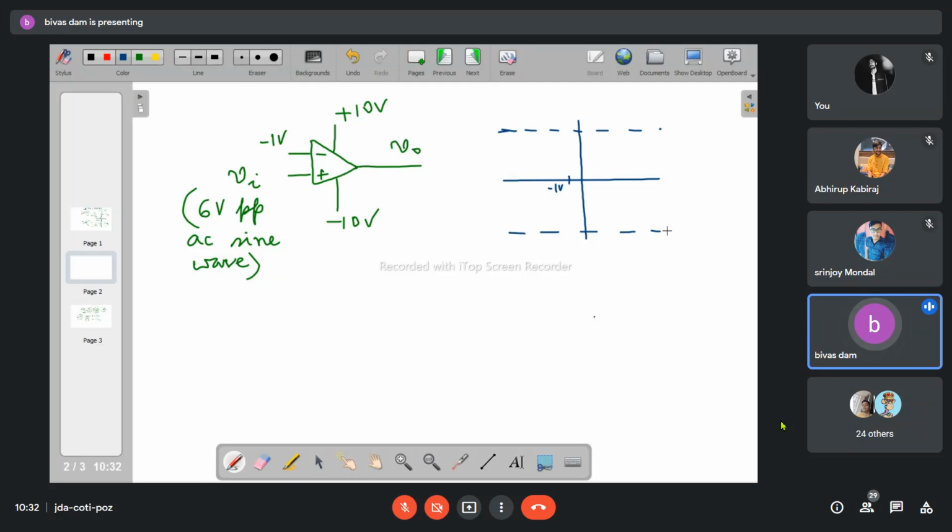So as it is the non-inverting type of open loop comparator, whenever the VI is more than -1 volt, the output should be plus 10, from this point onwards. And when it is less than -1 volt, the output should be minus 10.